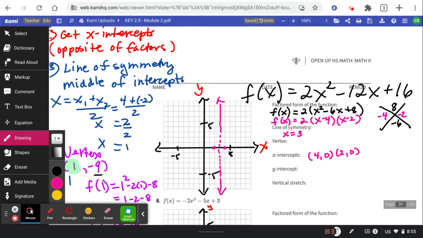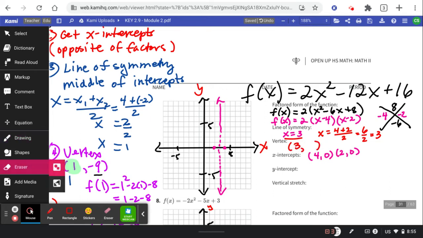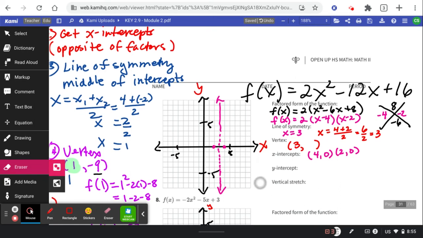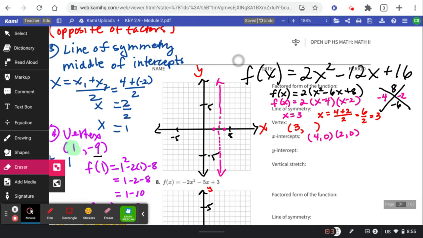But what's the actual algebra that gets me that line of symmetry? We say it's the x-intercept of 4 plus the x-intercept of 2, or 6 over 2, which is just 3. And that's how we got this guy right here. So my vertex uses that 3, and now I just need to plug in to get the y value, the k. I need the k. So here I go, plugging into this guy.